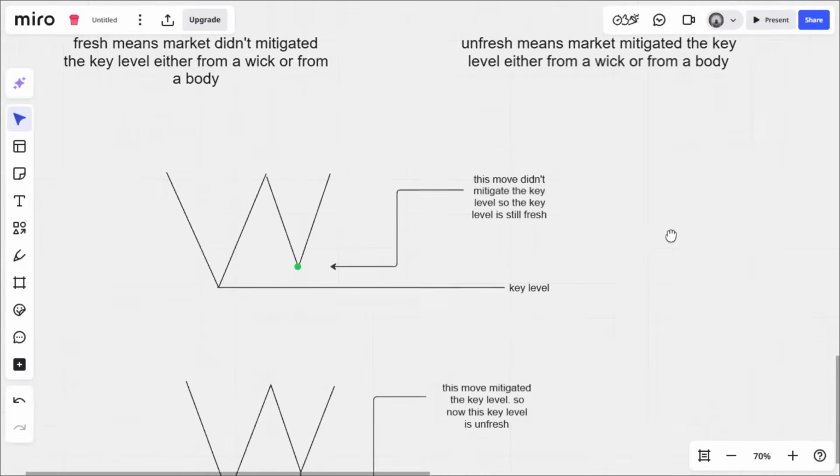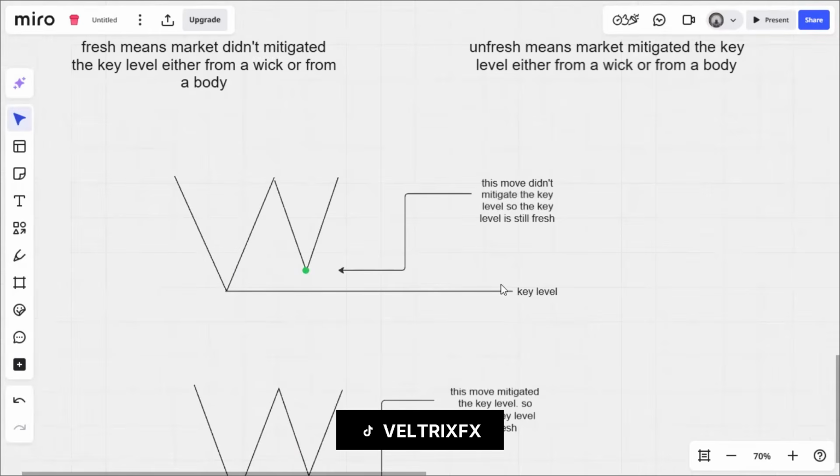So I'll take this example right here. We had a key level right here. This is our support level. It's a V shape. From this move, the market didn't tap into this key level. So is this key level still fresh or unfresh? This key level is still fresh. This move didn't mitigate the key level, so the key level is still fresh.